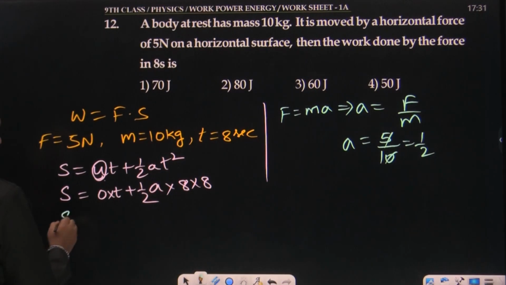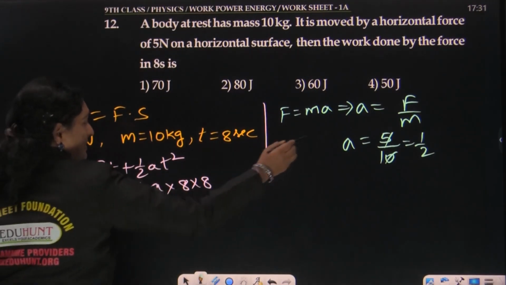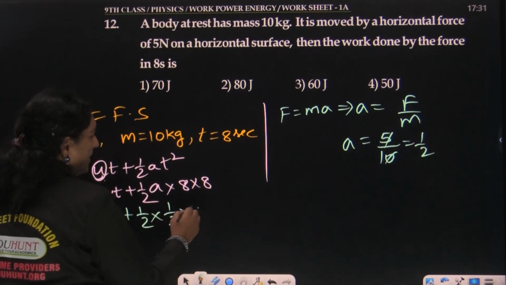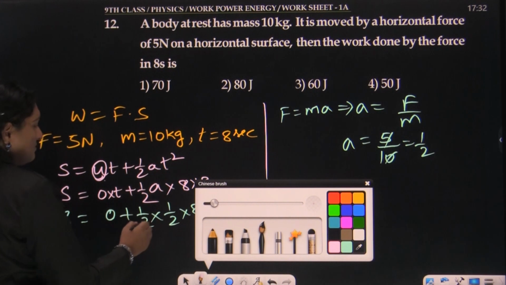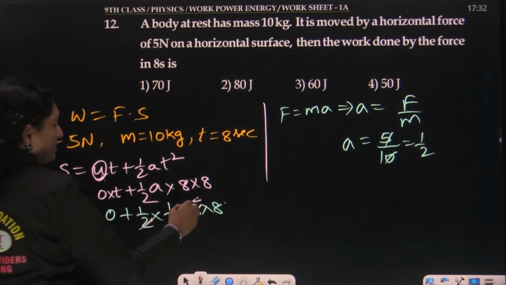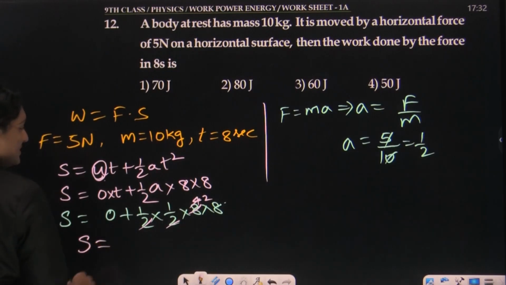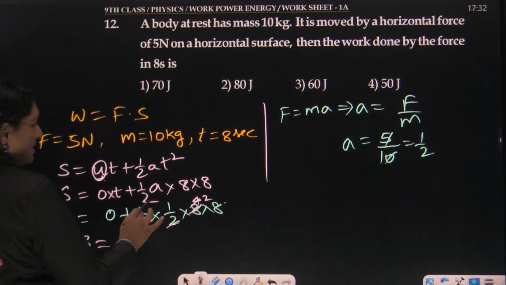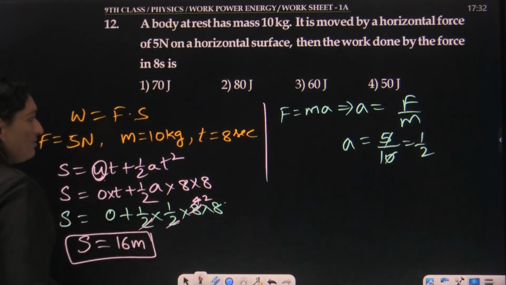So substituting the same, we have 0 into anything is 0 plus half. Acceleration taken as half, 8 times 8. So further solving gives 2 goes 4 times, again this 2 goes 2 times. Therefore, the value of S is 0 plus 1 into 2 into 8, which is 16 meters. The displacement of the body is found to be 16 meters.